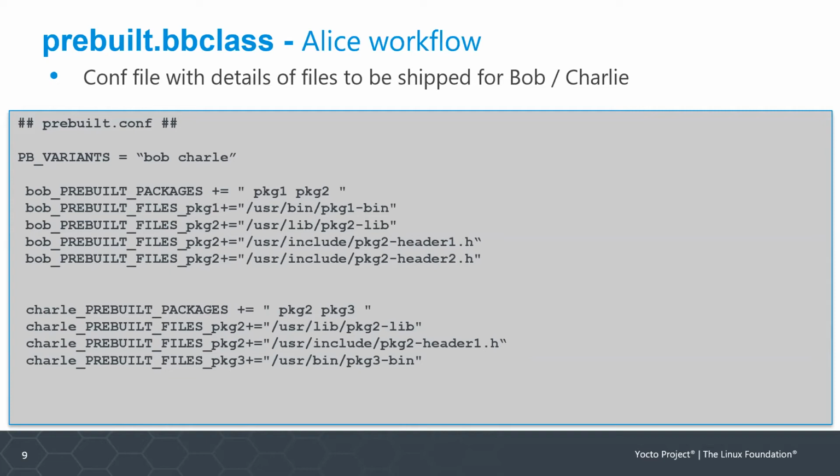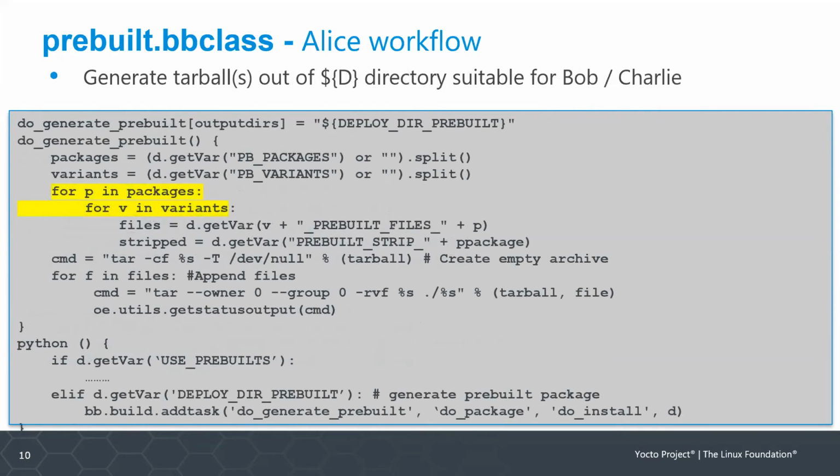And for Charlie, I would like to distribute package 2 and package 3. In package 2, I would like to give out only one header for Charlie, whereas for Bob, I would like to give 2 headers. This is just an example configuration file, which will be given as input to the pre-built class. Okay, so it's a sample implementation.